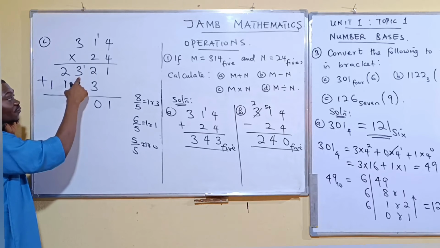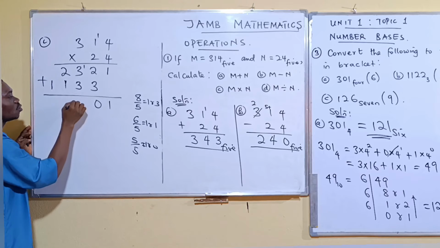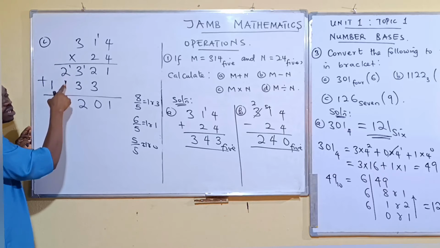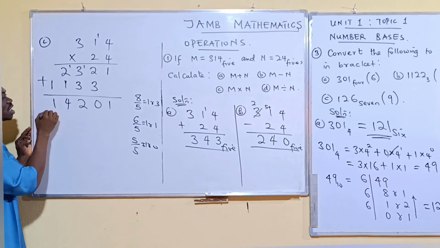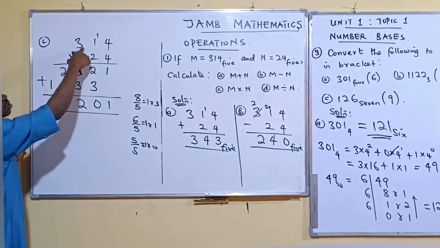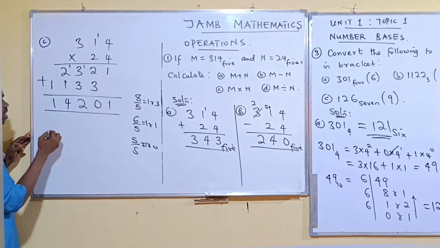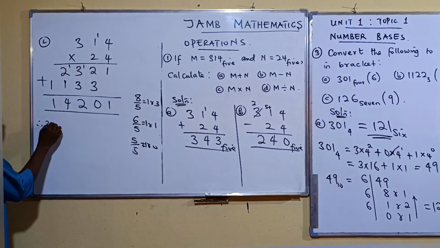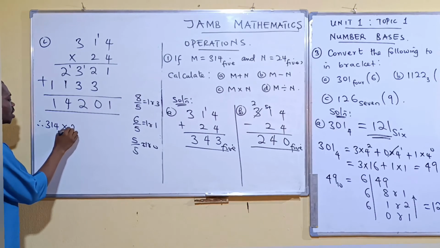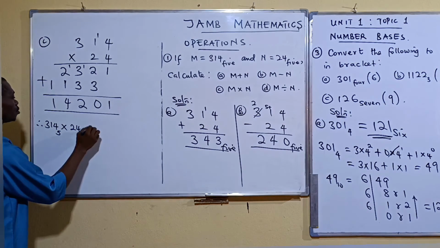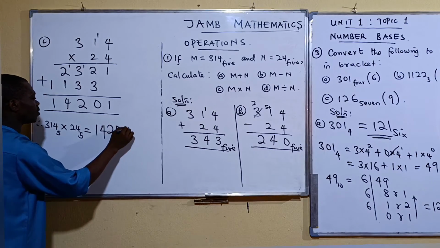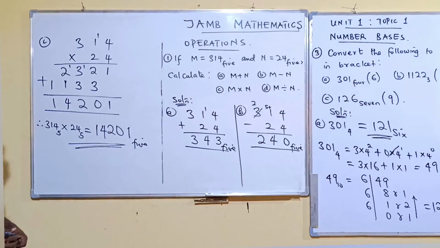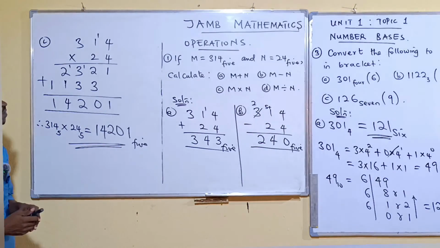So 1 plus 3 is 4, plus 3 again is 7, which will give us 1 remainder 2. You write 2 and carry 1. Then this is 3, 4. 4 can come here, and you bring down your 1. Therefore, the product of 314 and 24 in base 5 is equal to 14201 in base 5. And that is the solution. Okay, so that's the solution for multiplication.